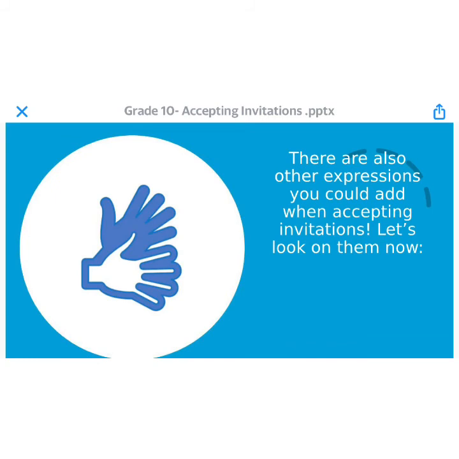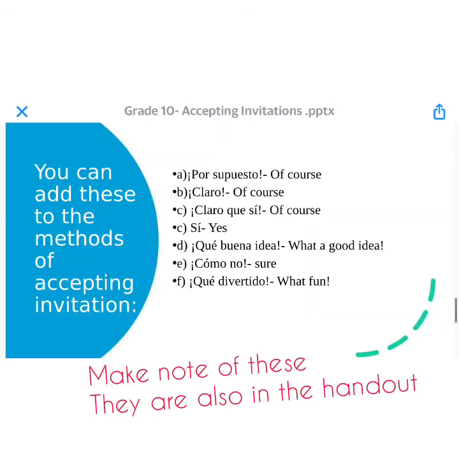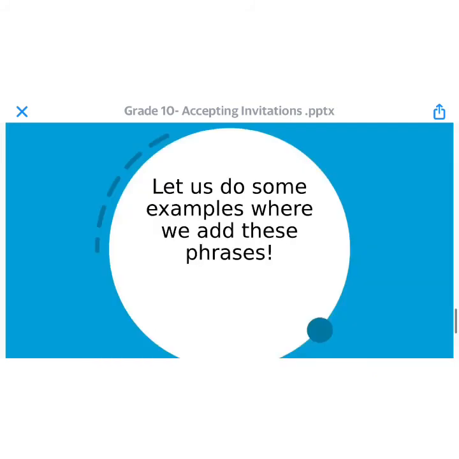Now students, there are actually other expressions that we can add to those methods of accepting invitation. You're serious? Yes, I am very serious because we want the acceptance of the invitation to look real. So we're not only going to say, yes, I would love to go to the place with you, or yes, I want to go to the place with you. We are going to add some other useful expressions. So students, we can say to the person, por supuesto, claro, claro que sí, sí, qué buena idea, cómo no, qué divertido. You notice how those phrases sound nice?